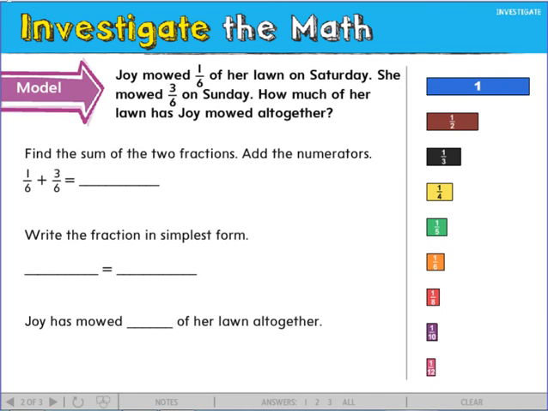Okay. So Joy mowed 1/6 of her lawn on Saturday. She mowed 3/6 of her lawn on Sunday. How much of her lawn has Joy mowed altogether?